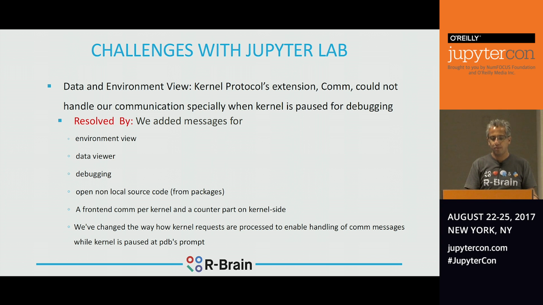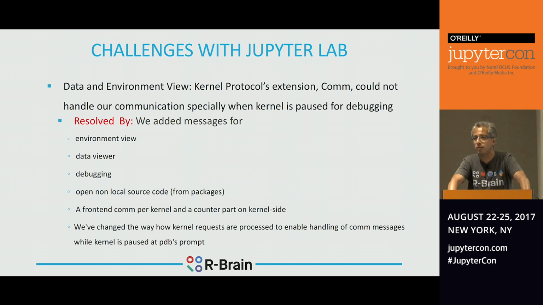For data and environment view for R, because we developed that kernel in-house, that was part of the structure that we started from the beginning. But for Python, the kernel protocol's extension, which is called Comm, couldn't handle some communication that we were expecting, especially for debugging when we are in the pause mode. We could lose the states and couldn't have communication to serve the debugging for the user. So we resolved this issue by adding separate message channels for environment view, for data viewer, for debugging, and also for opening the non-local packages. This service is particular for R.